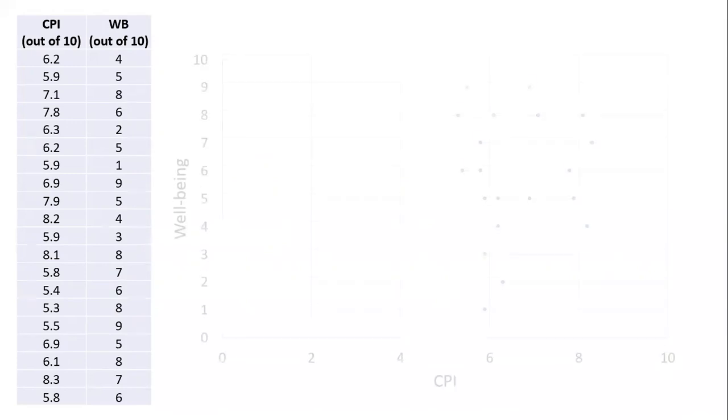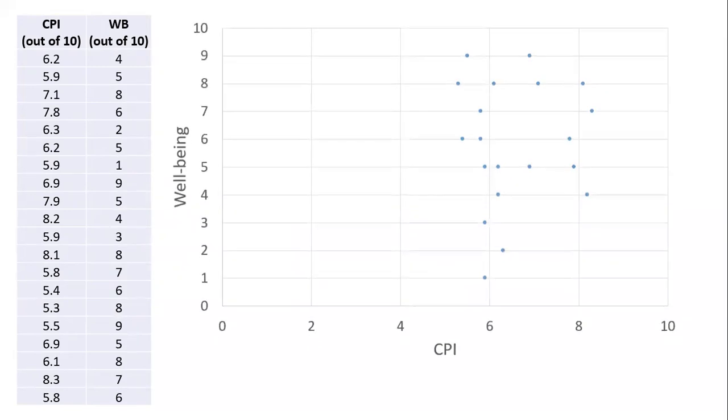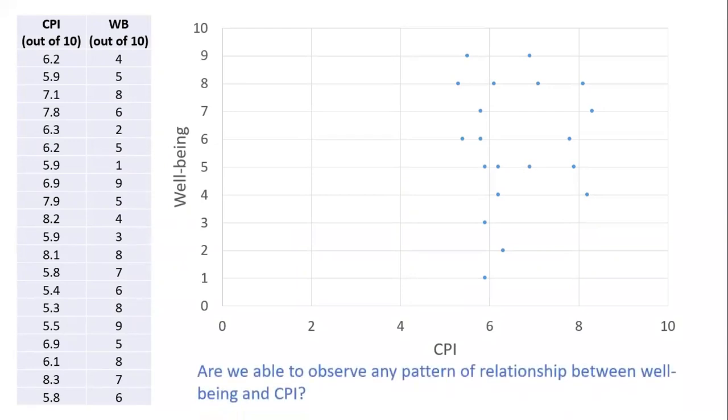Now, let us try to have the scatter diagram. Okay, so this is how we can plot the data from these two variables, CPI and well-being. But the key question is, are we able to observe any pattern of relationship between well-being and CPI?